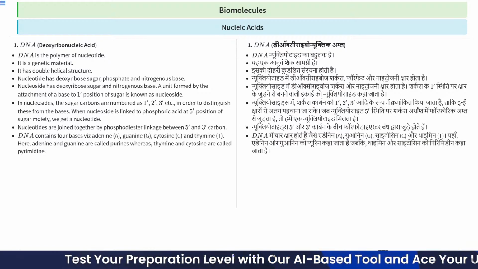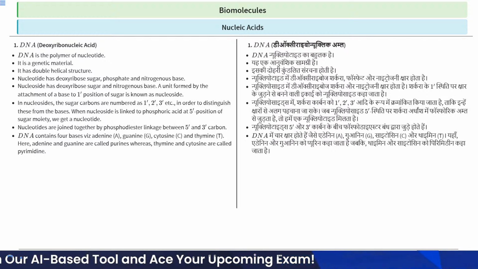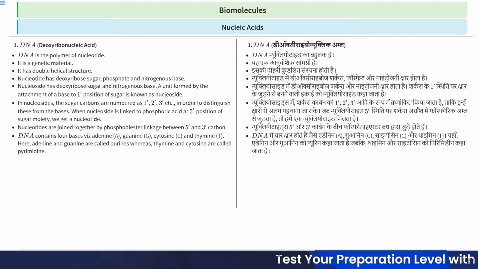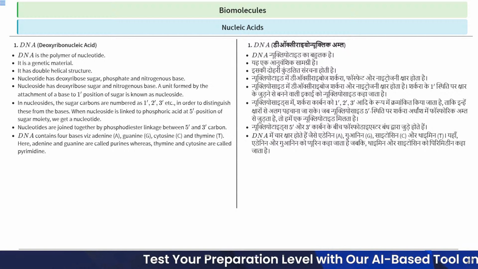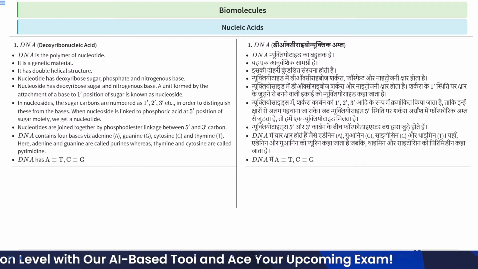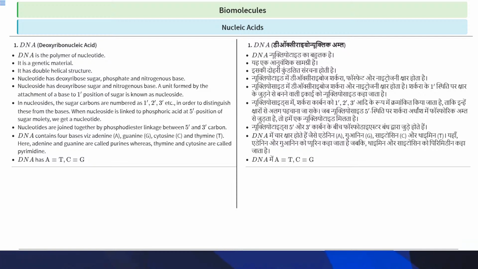DNA contains 4 bases: adenine, guanine, cytosine, and thymine, and their respective symbols are A, G, C, and T. Here, adenine and guanine are called purines, whereas thymine and cytosine are called pyrimidines. In DNA, A is equivalent to T and C, that is cytosine, is equivalent to G, that is guanine. Adenine pairs with thymine, cytosine pairs with guanine.